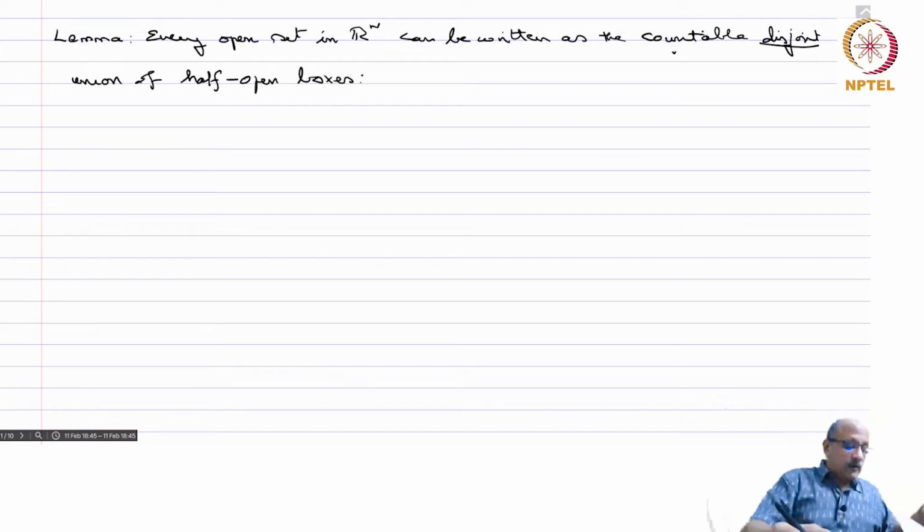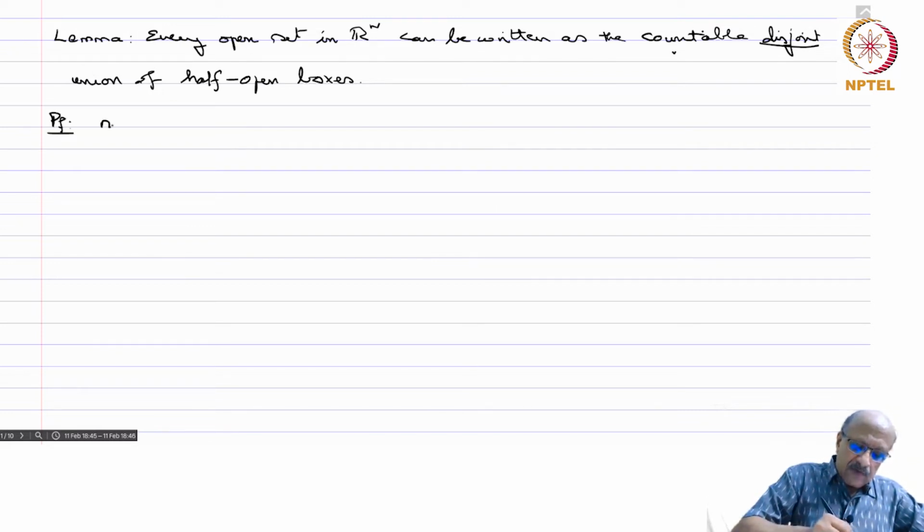So this is very important. You know, every open set in R can be written as a countable union of intervals. Similarly, every open set in R^n can be written as a countable union of open boxes. Now we are saying you can write it as a countable disjoint union of half open boxes. Okay, so proof: n fixed positive integer.